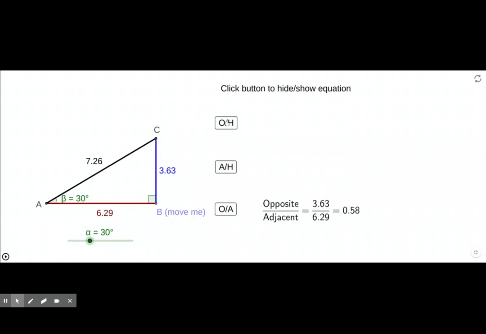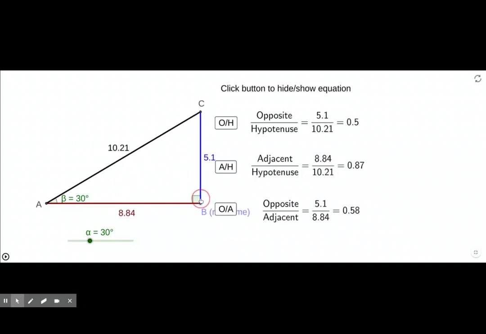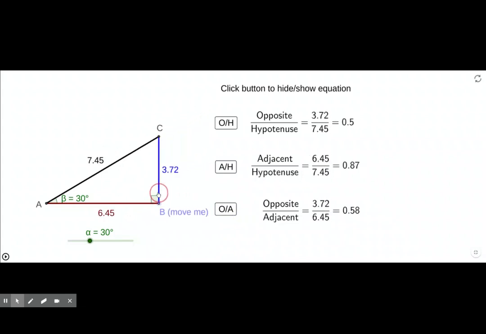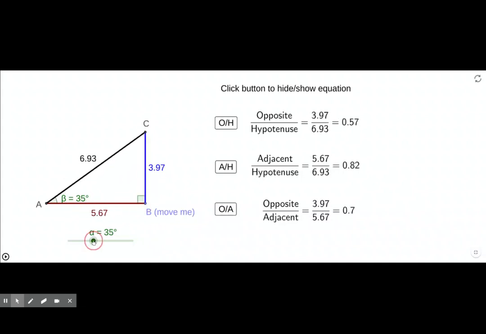So we've got every possibility here. We've got opposite over adjacent, right? We've got adjacent over hypotenuse, and we've got opposite over hypotenuse. Every possible combination you're looking at is right here. And notice that if I keep moving these, they all stay exactly the same, right? Those relationships don't change. The only time they change is when I move the angle.